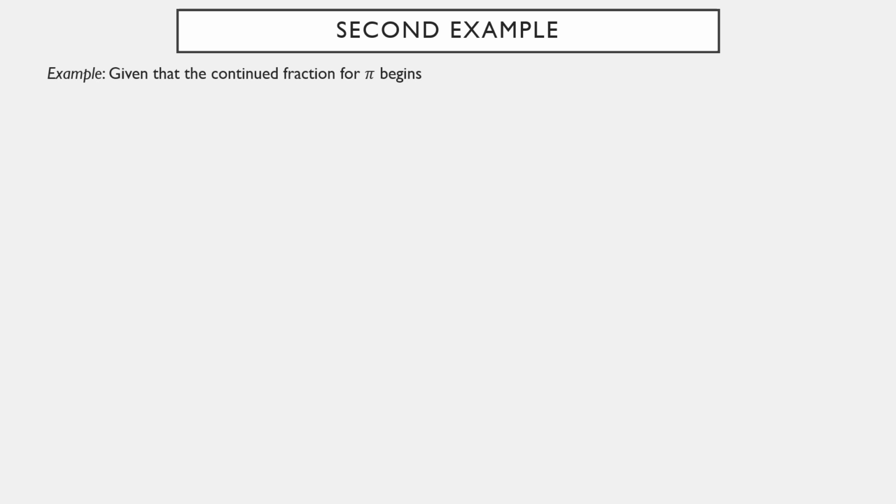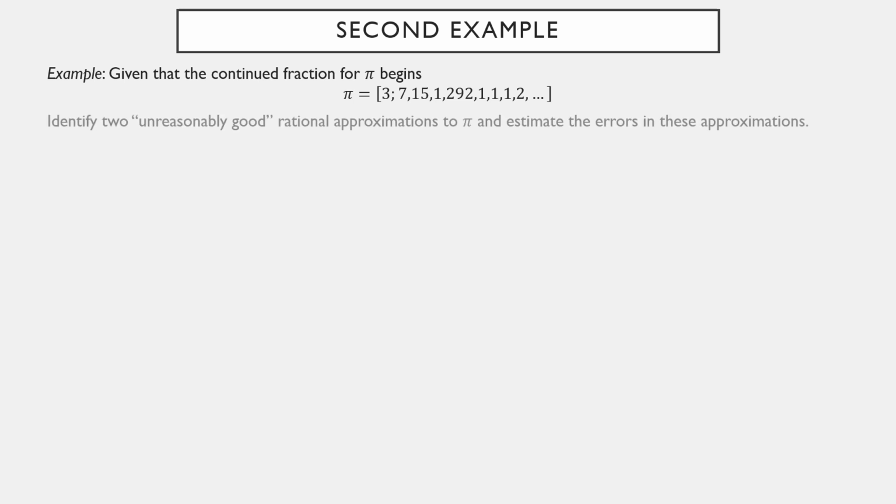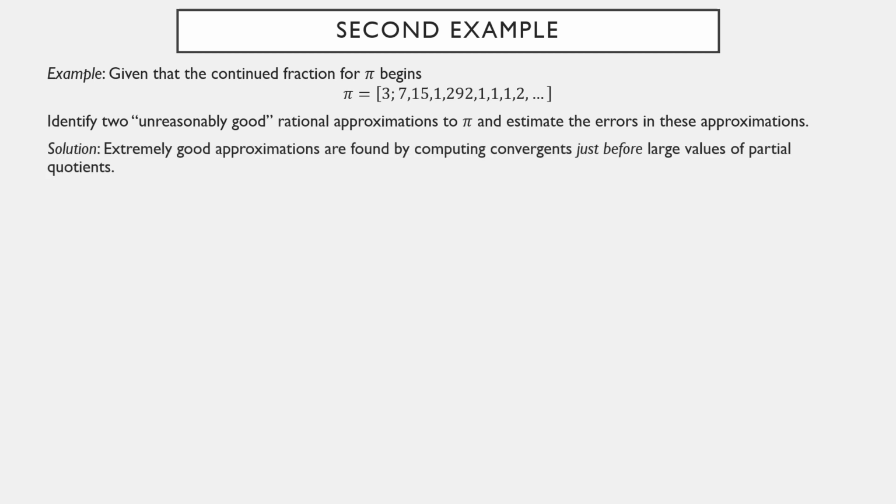So let's take a look at another example. Just take as a given that the continued fraction for pi begins in the following way. Its integer part is 3, pi is bigger than 3, and then it's 7, 15, 1, 292, followed by several 1s and a 2, and so forth. So we are asked to identify 2 "unreasonably good" rational approximations to pi, and estimate the errors in these approximations. So remember that extremely good approximations, in other words, they're very, very close even compared to the size of the denominator, are found by computing convergents that stop right before using large partial quotients.